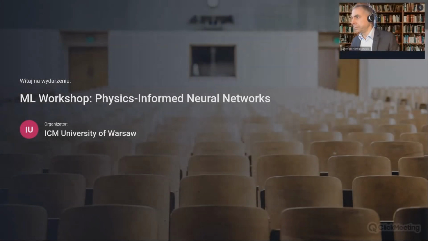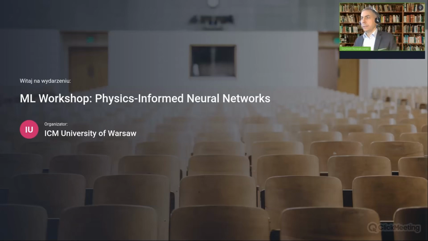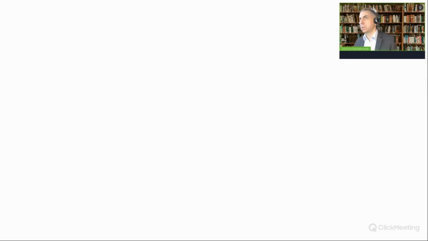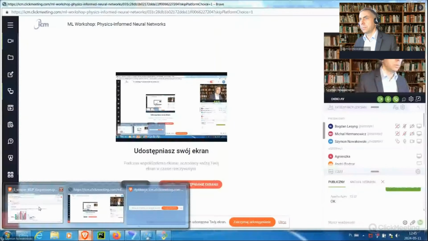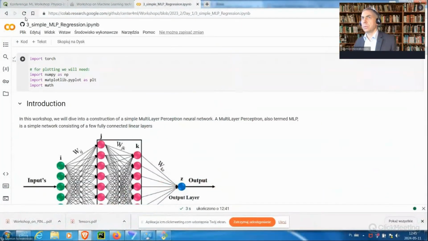All right. So we should be restarting our workshop. After the break, welcome everybody again. I need to share this, and we go to this Colab material. It is called 3 simple MLP, like multi-layer perceptron, in regression.